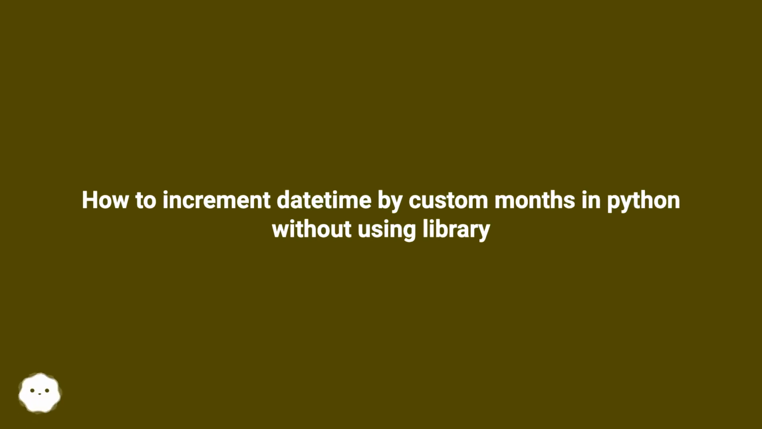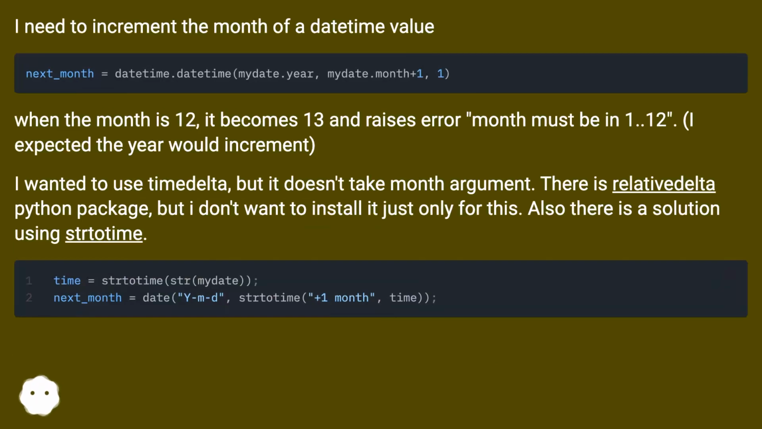How to increment datetime by custom months in Python without using a library. I need to increment the month of a datetime value. When the month is 12, it becomes 13 and raises the error "month must be in 1..12". I expected the year would increment.